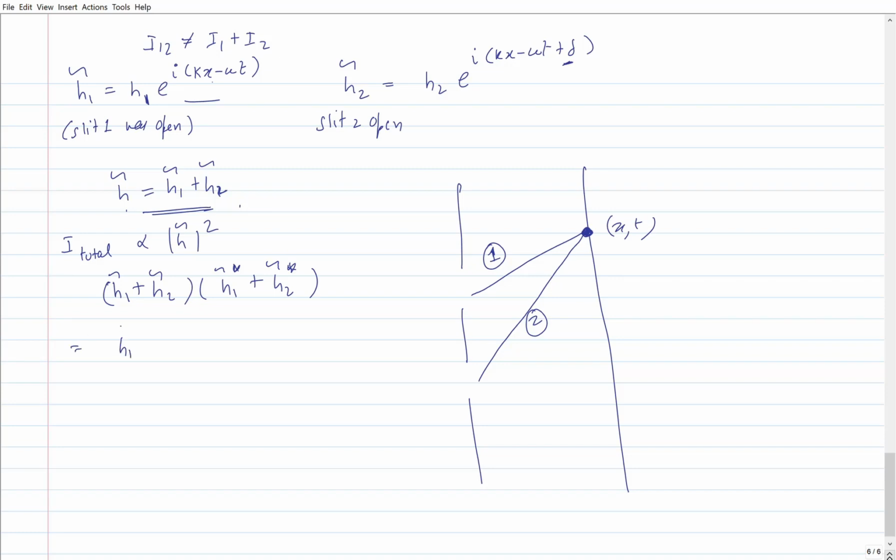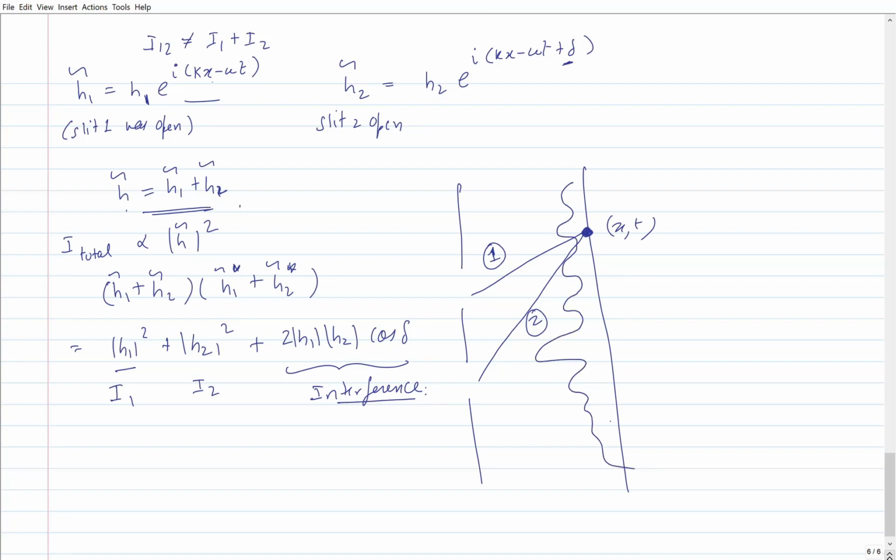So I get this as the answer. So notice, not only did I have I1 and I2, I had an interference term. And this was giving rise to the fringe pattern I was seeing.